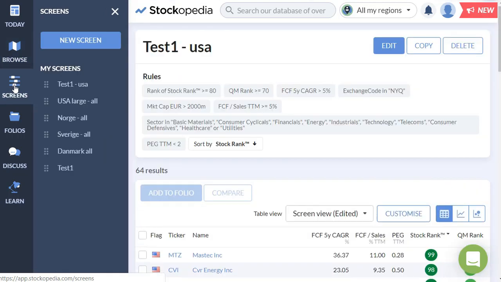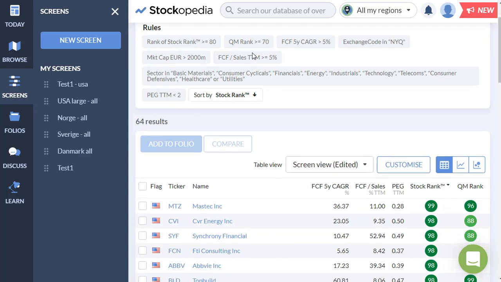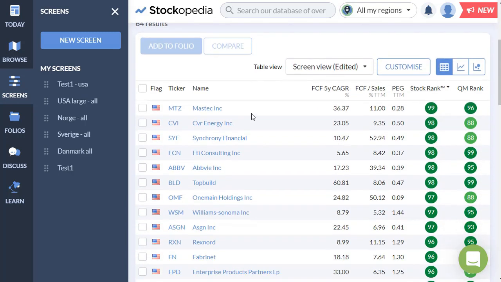Here in screens, I have tried and built one. I just called it Test USA, where I said I want some high stock ranks and quality rank and some free cash flow going up and so on. And here, from USA, I can construct this field as I want to. So I chose to see the free cash flow CAGR, the free cash flow to sales, the PEG, the stock rank, and the quality momentum rank. That was just for a test here.